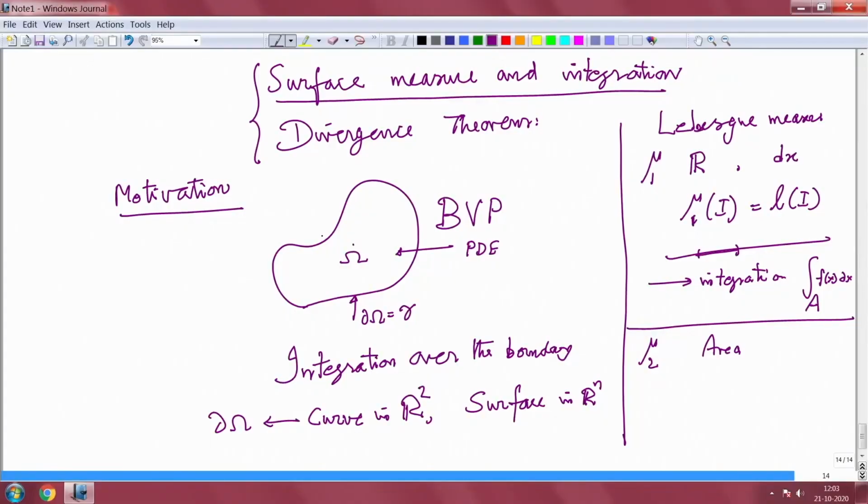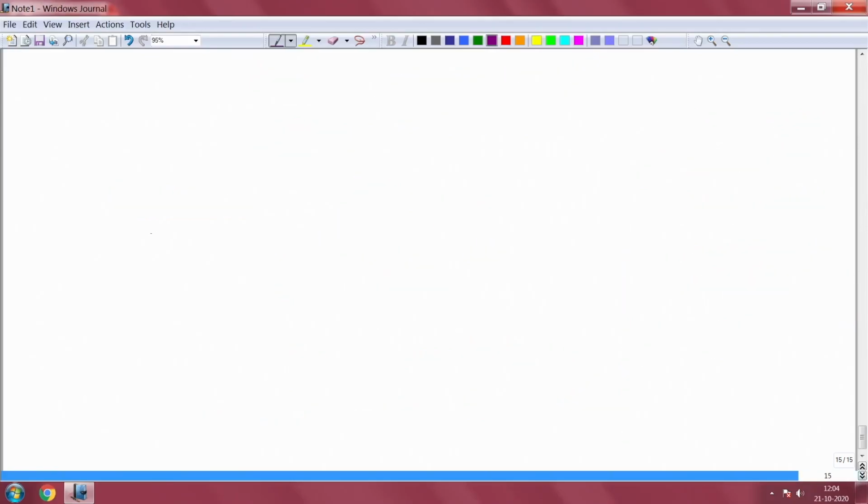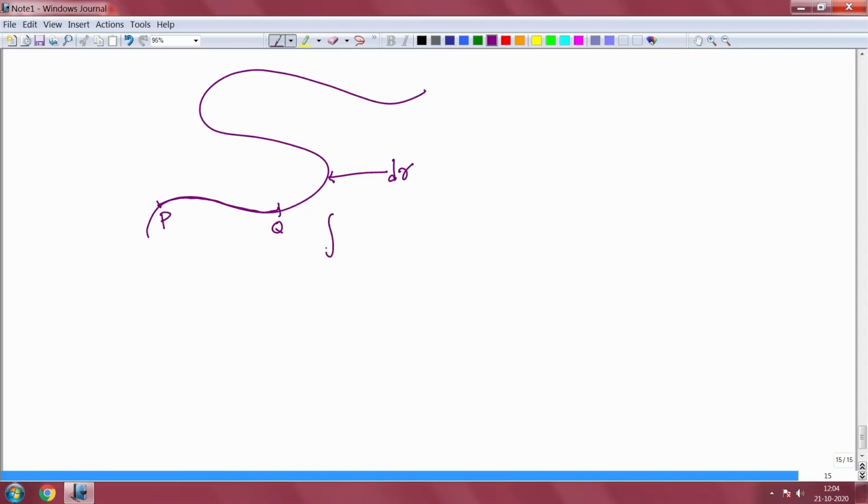So, when you have a domain with a boundary, I want to measure that boundary. Let me define it a little more. If you have a curve, I want to define a measure d gamma here, and if I take an arc or a piece of it, say from P to Q, and integrate over PQ, I want the length of PQ.